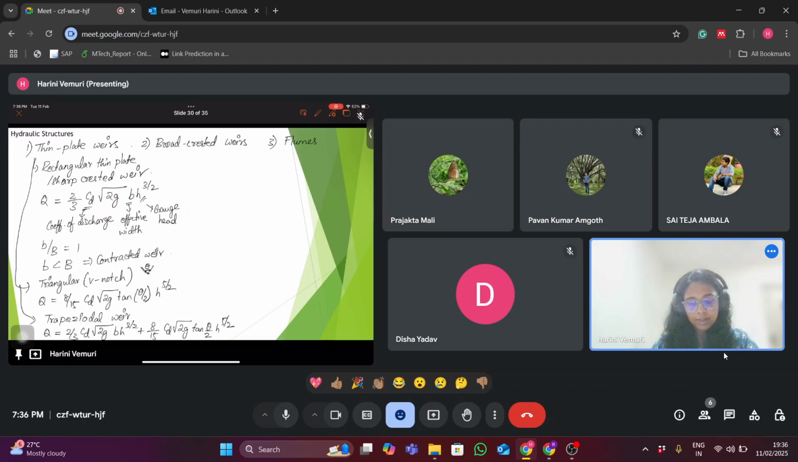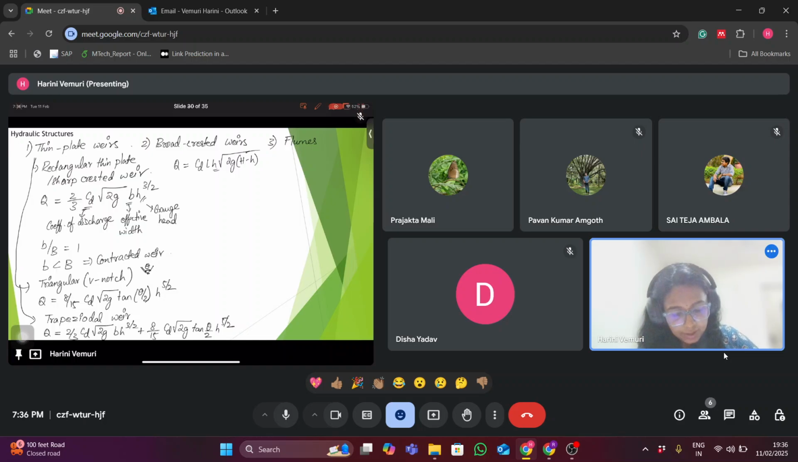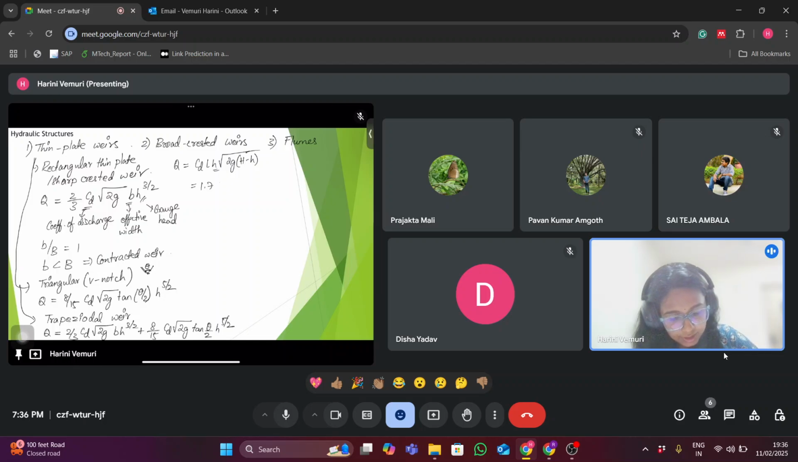So then we have a broad crested weir, which has a wide flat crest that spans across the width of the channel. Okay. In this, the discharge is calculated using the formula Q equal to CD L H. CD is coefficient of discharge, L is length of the crest, small h is height of water over the crest, and capital H is height of the water head. Okay. Or this is also equal to 1.7 times CD into L H.